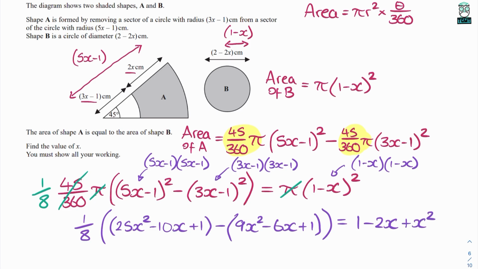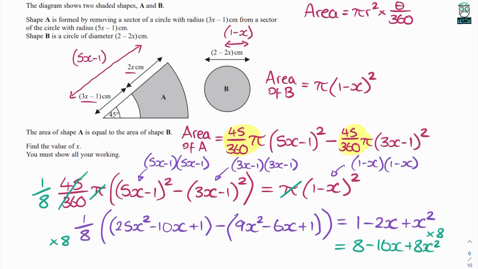Right, so everything's expanded, everything's sort of tidied up. We just need to think about what the next step now is going to be. Now, one thing that you could do to make this a little bit easier, we could actually get rid of this eighth. That would just make everything look a little bit tidier. I could times both sides by 8 to do that. That's the same as dividing both sides by 1/8. So timesing by 8, that would just leave me with 8 minus 16x plus 8x squared on the right.